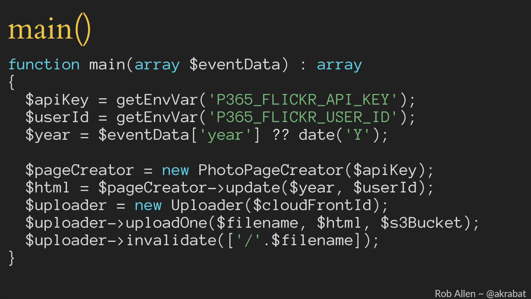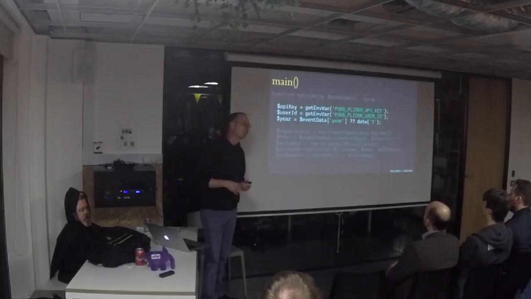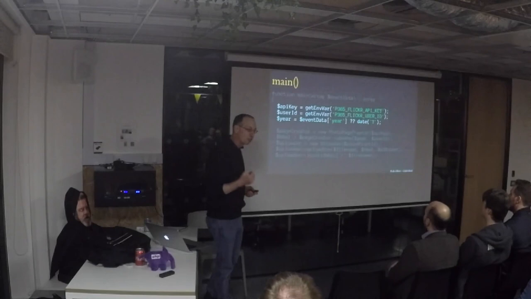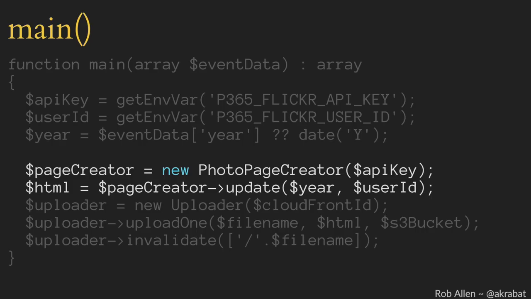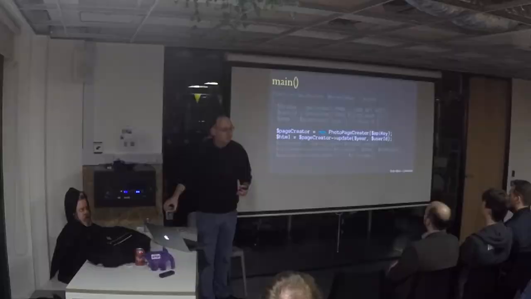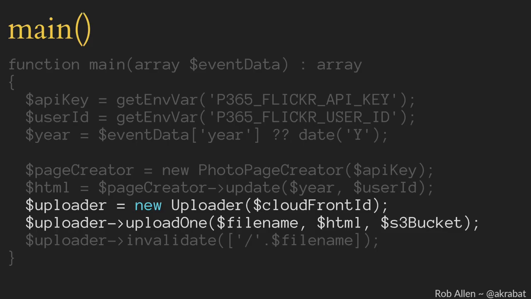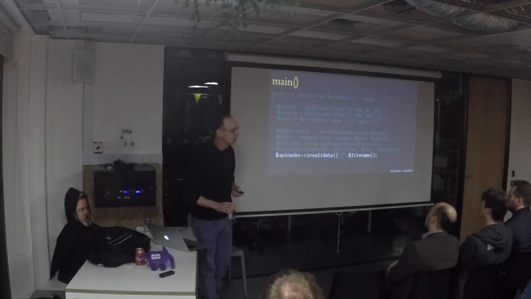Bit of setup stuff. We need to pull out those environment variables because we're going to need them. Pick up the year via a parameter because I do want to build last year's and the year before. That's what's going to build out my website. And then this bit does the work. Page creator will go to the Flickr API, receive the data and build the HTML. Then the uploader is going to upload it to S3 and then invalidate my cache.